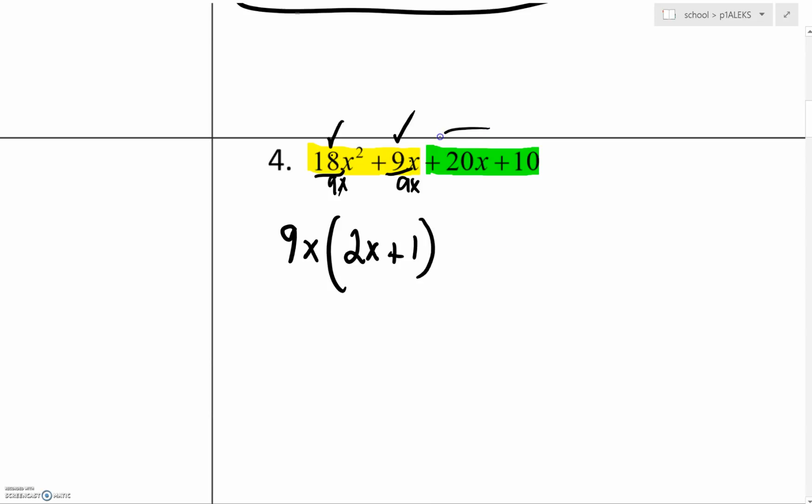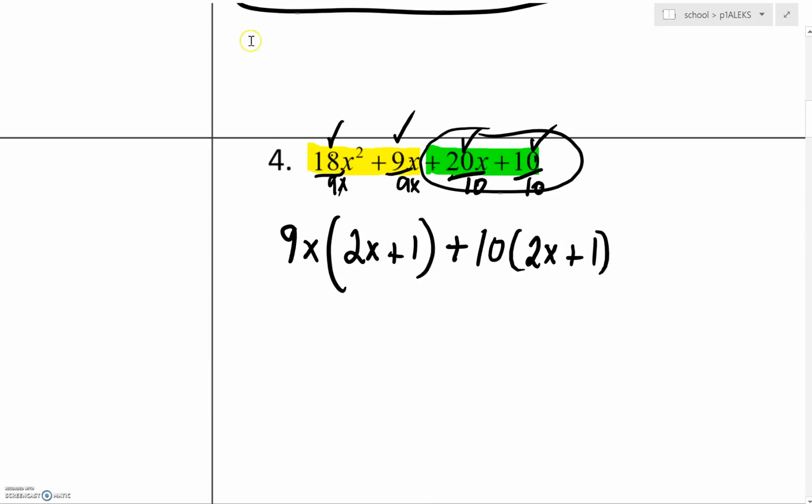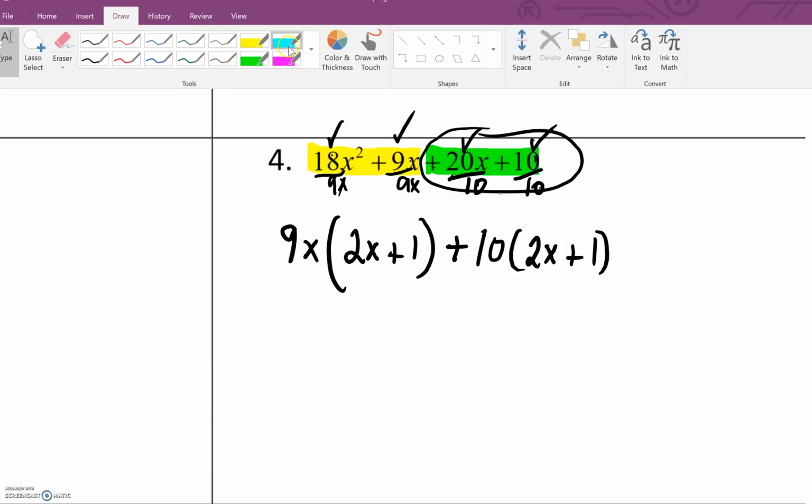So now we're going to come over here to green. This is a plus, so leading off, I'm going to have a plus. What's the biggest number that I can divide out from 20 and also 10? I hope you'd agree it would be a 10. And if I'm going to divide by 10, 20 divided by 10, that's a 2, and I'm left with an x. 10 divided by 10, that's just a 1. And here we go again.